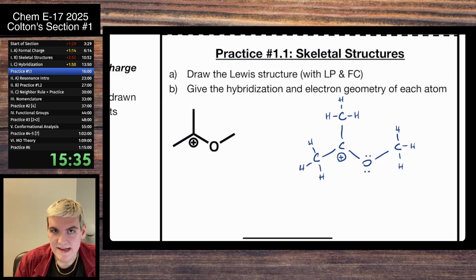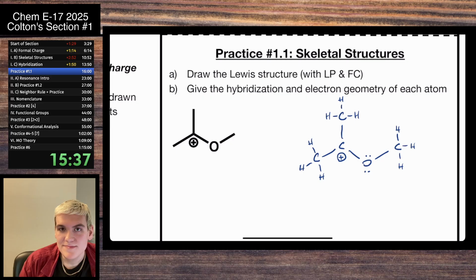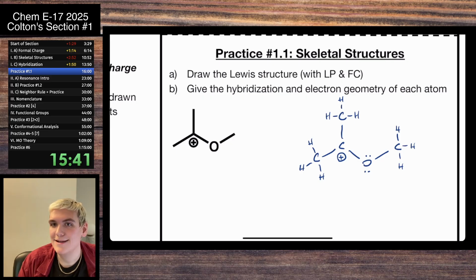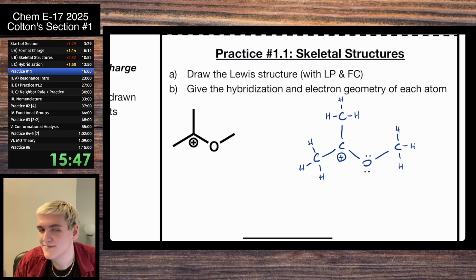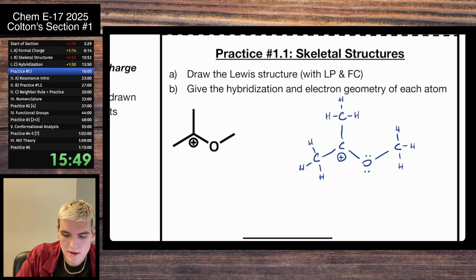So the second part of this is to give the hybridization and the electron geometry of each atom. And we're going to do the non-hydrogen atoms because hydrogens are just kind of boring. Like, they're always on the end. They're always just an s orbital. So we start off, let's look at these 3 carbons, because we know these carbons look almost exactly the same.